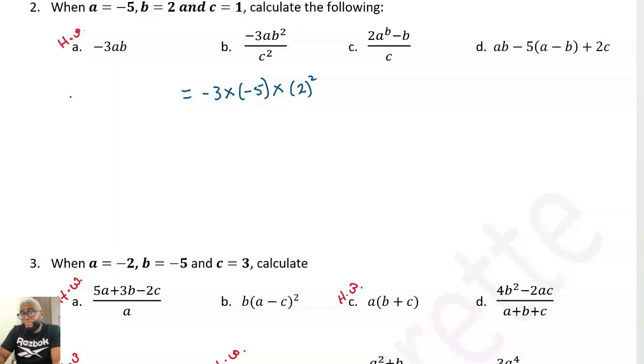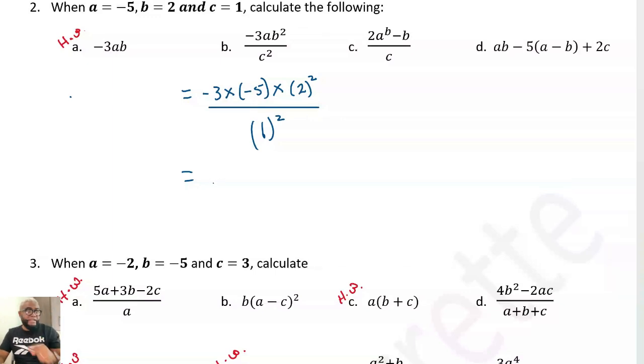2. So I put in 2 in brackets to the power of 2, all over, what's the value of C? 1 to the power of 2. Right? So here what you're doing for these division questions: work out the top, give me the answer, then we'll work out the bottom, give me the answer, and then we proceed to divide. Okay?